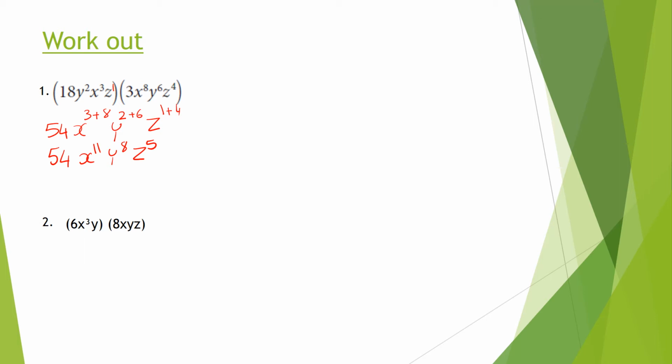The next one, 6 times 8. Yes, work it out. It will be 48. X, 3 plus 1. Then the y, 1 here and 1 here. So it will be 1 plus 1, and the z is 1. So it's 48 x power 4 y power 2 z.